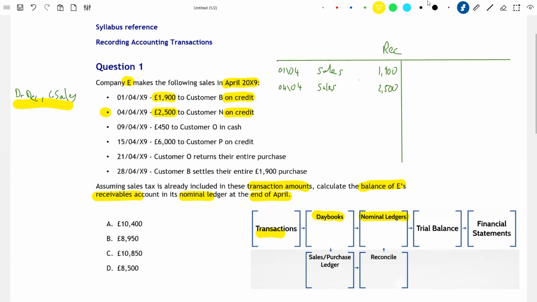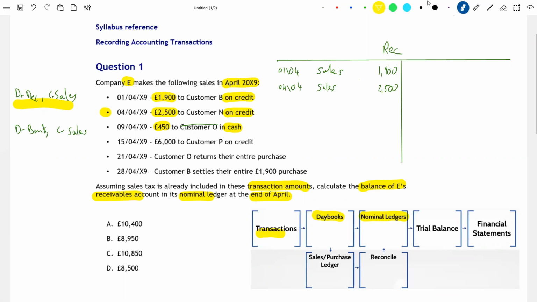Transaction number 3 on the 9th of April is a £450 purchase by company O. Crucially here, this purchase is made in cash. So remember, the receivables account only deals with credit transactions. So this is one of the little areas you'd need to watch out for in the exam, potential way the examiner could trip you up. You, of course, don't want to include cash transactions in your receivables account. Instead, we would account for these by debiting the bank account and then crediting our sales to recognize the income from these. So for the purpose of this question, the transaction with customer O is completely redundant and we can ignore it.